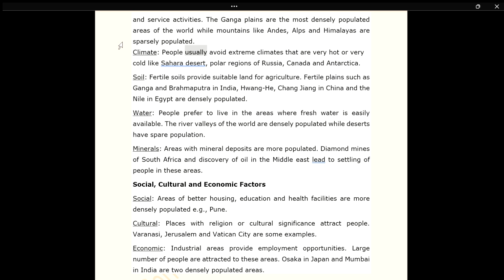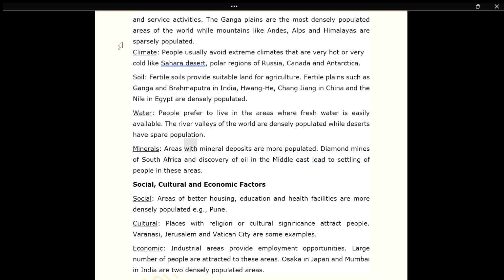Climate. People usually avoid extreme climates that are very hot or very cold like Sahara Desert, polar regions of Russia, Canada and Antarctica. Soil. Fertile soils provide suitable land for agriculture. Fertile plains such as Ganga and Brahmaputra in India, Hwang He, Changjiang in China and the Nile in Egypt are densely populated. Water. People prefer to live in the areas where fresh water is easily available. The river valleys of the world are densely populated while deserts have sparse population.